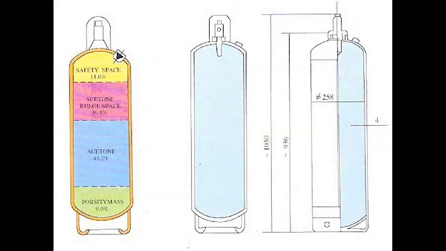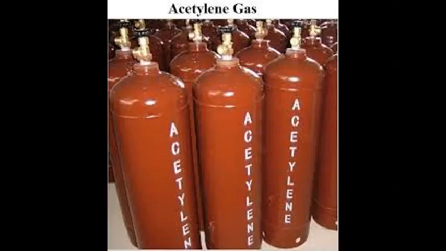Acetylene is released from acetone at a slow rate that prevents the formation of any pocket of high pressure acetylene, which makes it possible to store an unstable gas like acetylene at such a high pressure of 1.75 megapascal safely. This was the detailed information on the acetylene storage cylinder.